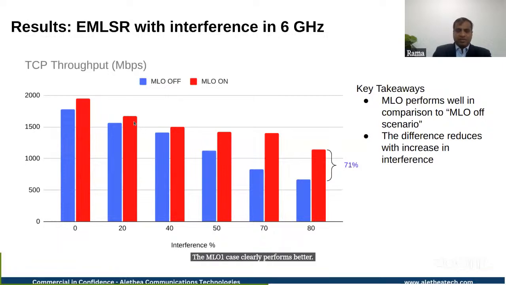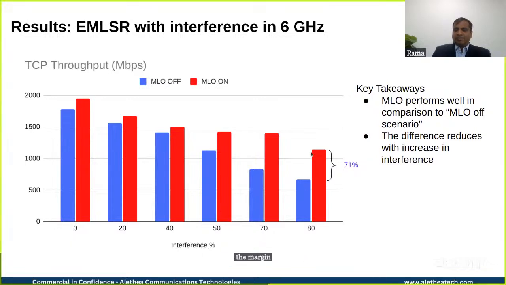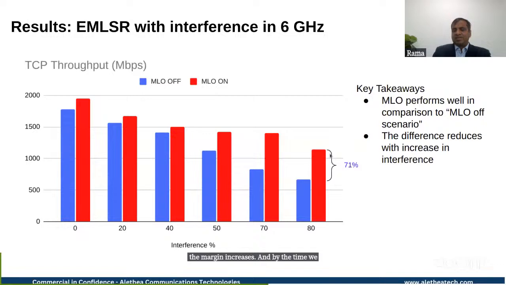You see that this differs only by a small margin, and then the margin increases, and by the time we reached it, actually, this is 71% higher than the throughput that we got at 80% congestion on the current link of transmission.